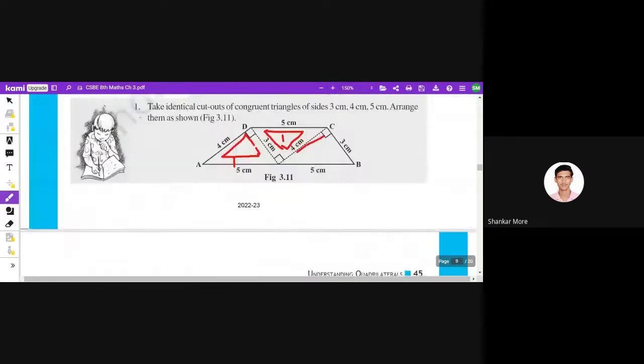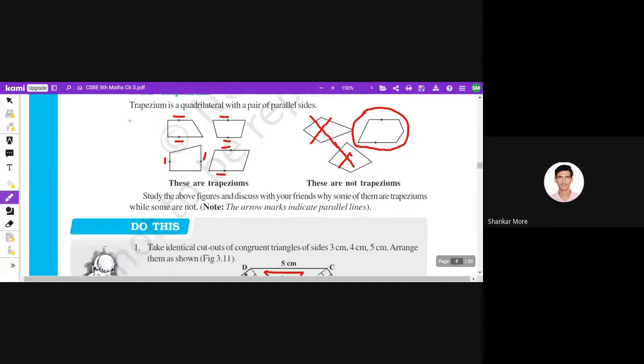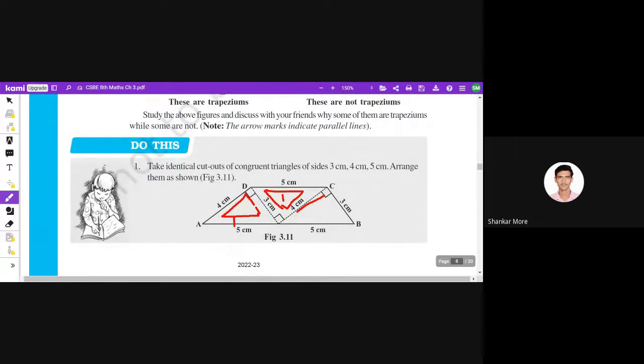Okay, so in the last class, we learned about trapezium, right? And there was an activity as well. I had given you an activity to do. I'm not very sure how many of you have done this. I had asked you to make three triangles. These three triangles will be similar, the dimensions will be similar, and we had to form a trapezium using those triangles, right? So how many of you have done this activity, students?